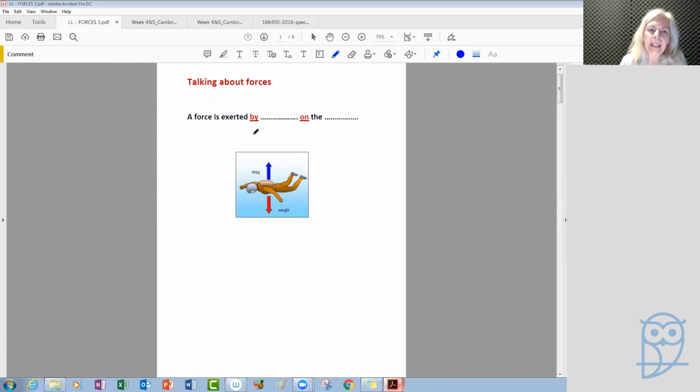All right. There are two very important words that we need to use when we talk about the force acting on some object. These two little words are "by" and "on". A force is exerted by an object on some other object, and we need to include these two little words if we want to speak properly about forces so that other people understand.